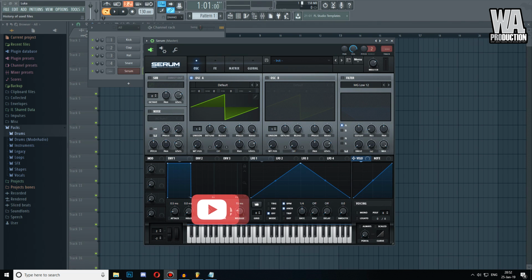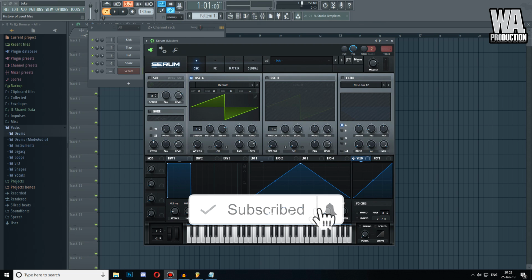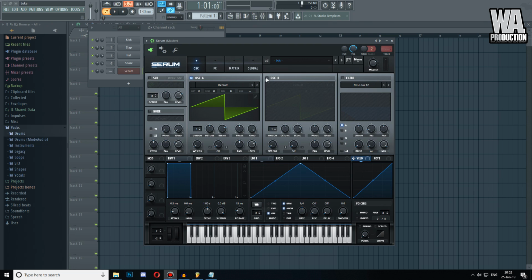This sound is one of the most recognizable leads in Future House and we're going to be making it by using the stock wavetables of Serum. So on oscillator B we will be pulling up the unison and decreasing the detunement. Also, the volume level of oscillator B is going down to about 50%.